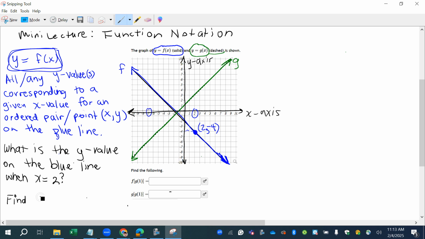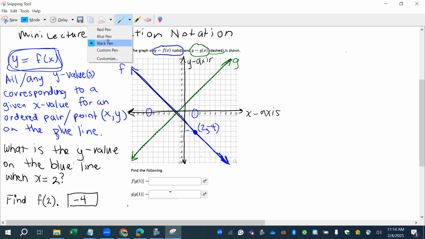Find f of 2. Okay, that's what I could have said. And then in the box, I would put the answer -4. Okay, so there's different ways of stating these things.